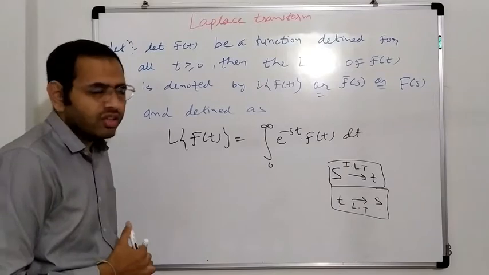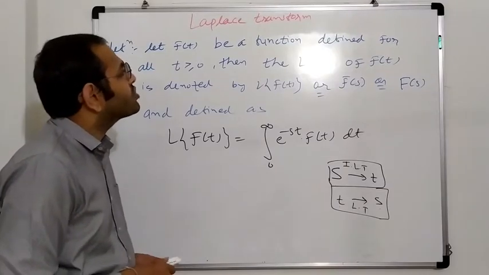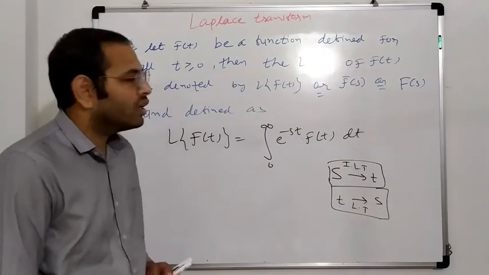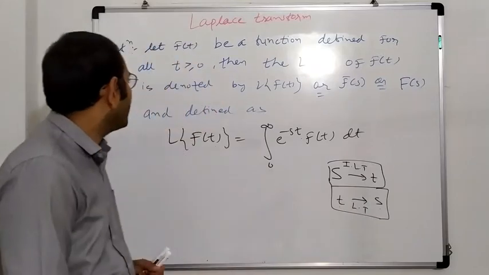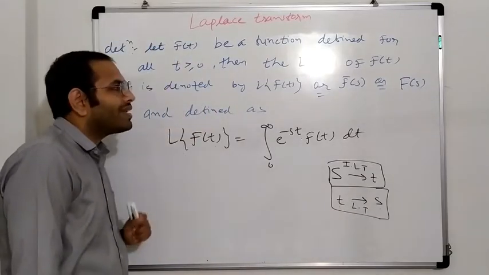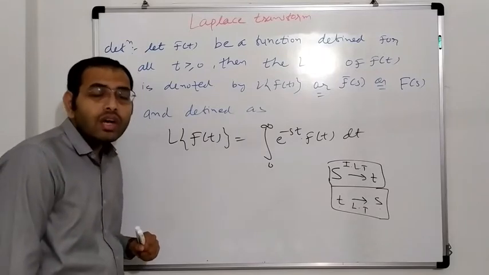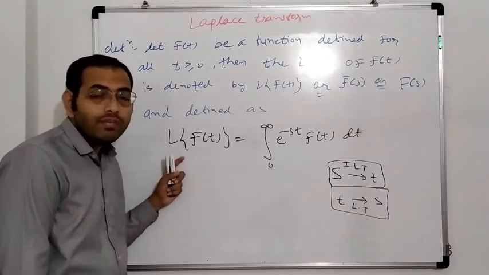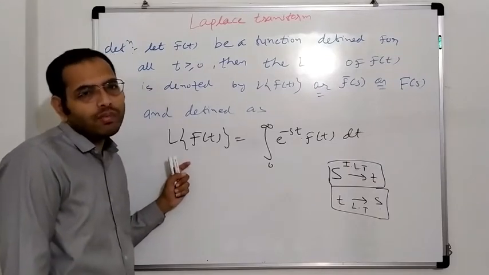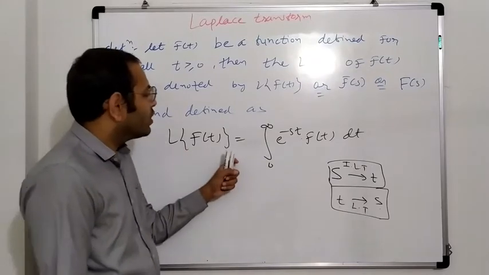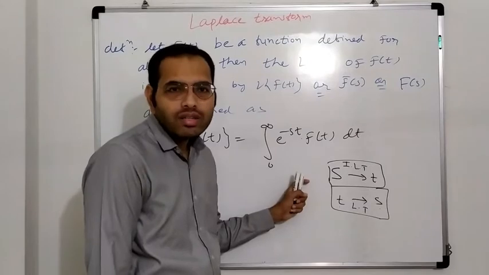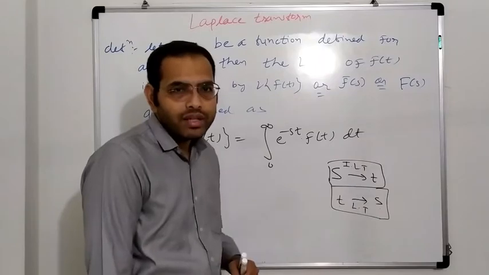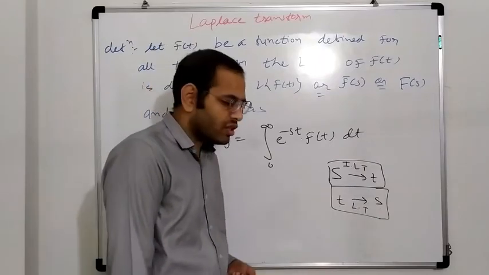Let's start the definition. Let f of t be a function defined for all t greater than or equal to 0. Then the Laplace transform of f of t is denoted by L of f of t, or f bar of s, or capital F of s, and is defined as follows. This formula we must remember, that is the definition of Laplace transform: L of f of t equals integral 0 to infinity e raised to minus st f of t dt. We use this formula to solve the examples and some elementary functions.